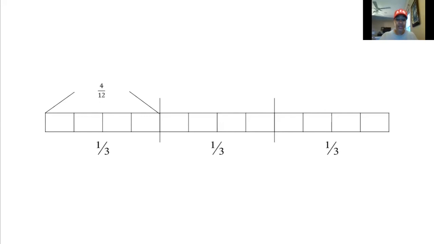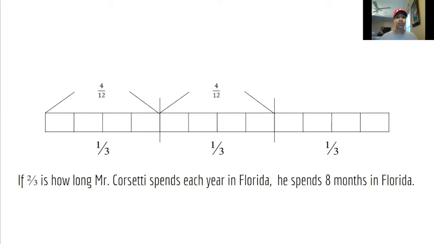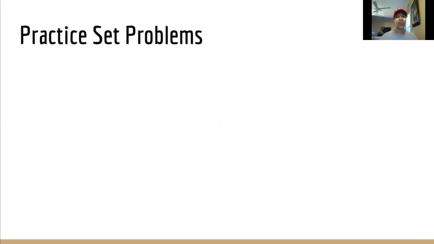Well, remember our question that we're trying to answer? Our question told us 2/3 of the year is how much time he spent in Florida. So here we are. If we take 2/3, we see that 4/12 plus 4/12 gives us 8/12. That's equivalent to 2/3. Oh, we can answer the question again. So if 2/3 of the year is spent in Florida, then we know that 8 months out of the year, Mr. Corsetta spends in Florida. That wasn't too hard.